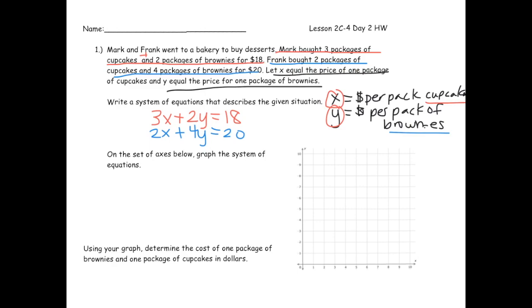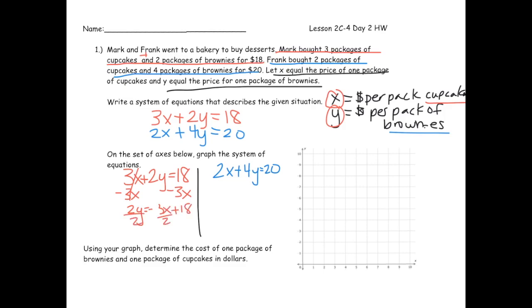Okay, so on the set of axes below, graph the system of equations. Well, yikes. Both of these equations are not in their proper form. So I'm just going to copy these down again, and then I'm just going to quickly put these both into slope-intercept form. Subtract the x's over. So we have 2y is equal to negative 3x plus 18. And then divide both sides by 2.